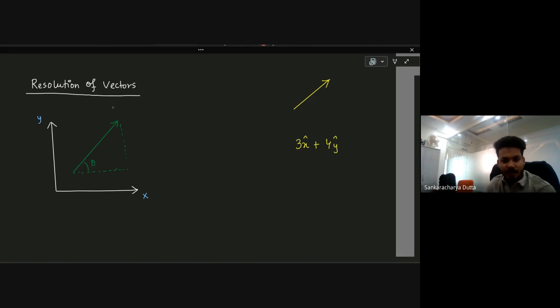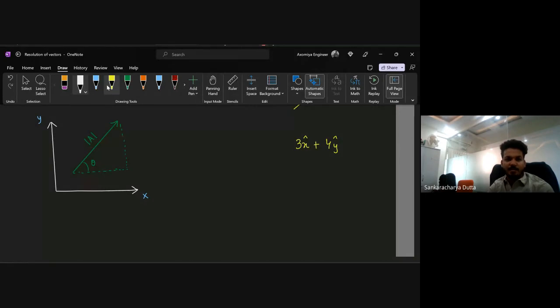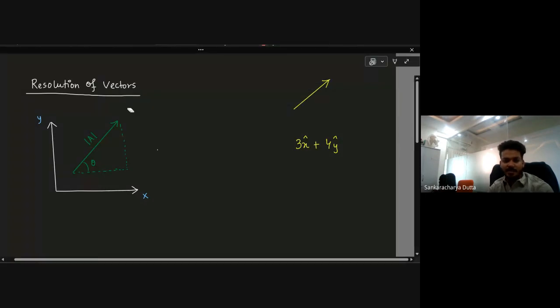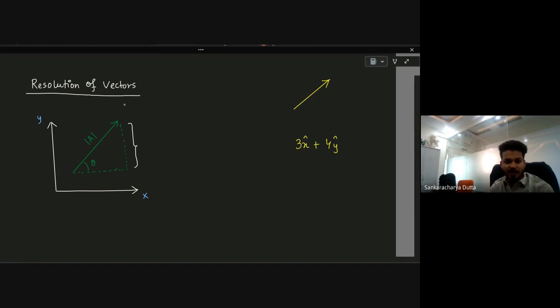We know the length of this particular vector is its magnitude. So I am representing the magnitude here. The length of the vector is representing its magnitude. Now my idea here is to find out this particular length and this particular length. Can you help me with this? I want to find these lengths. This, by the way, is 90 degrees. I dropped a perpendicular. So can you guys help me find out these lengths?